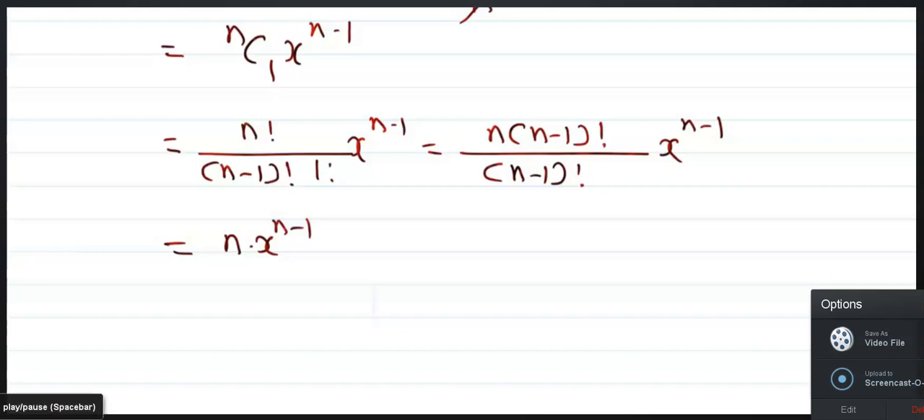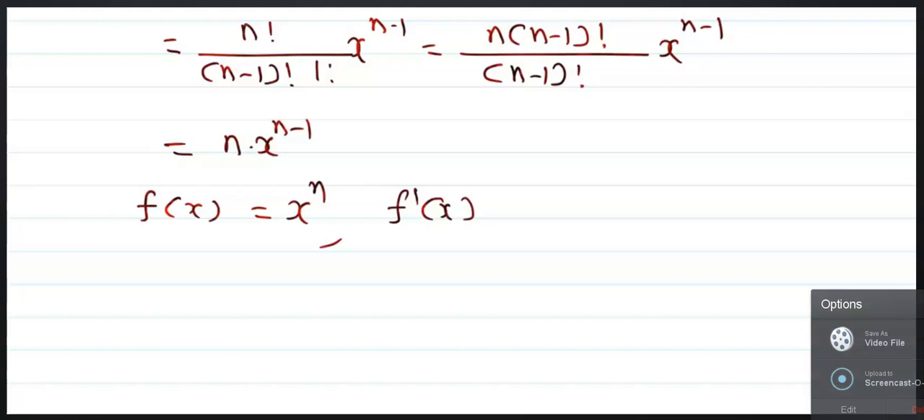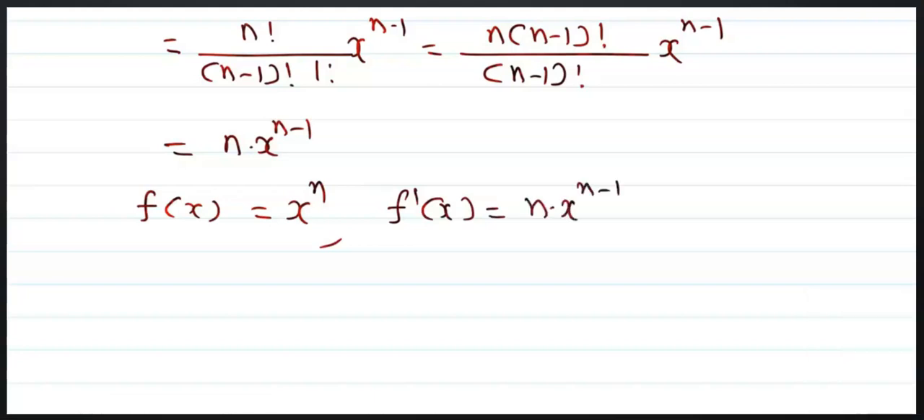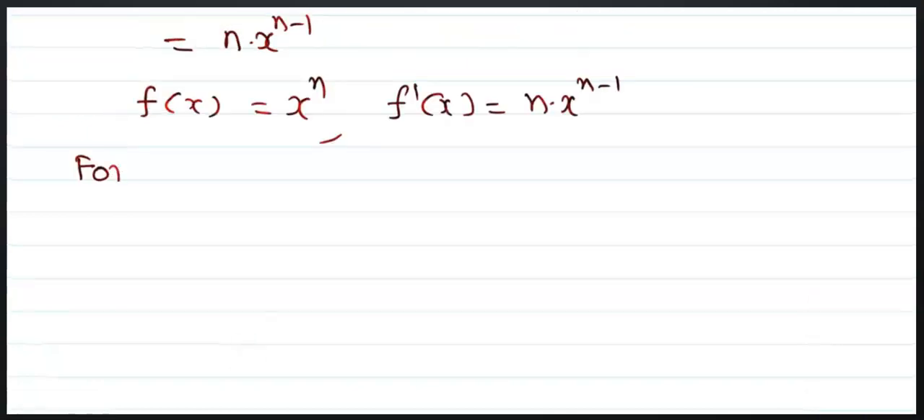And in this way, we get the derivative. That is, f(x) is equal to x^n, then f'(x) is equal to n into x^(n-1). This is the derivative. Now we'll see the examples.